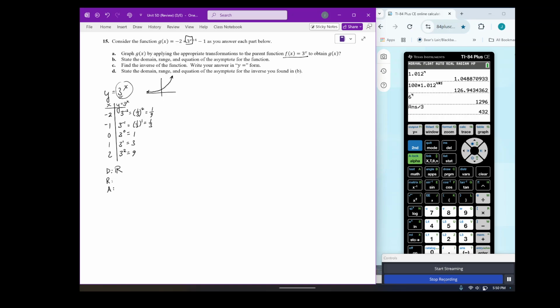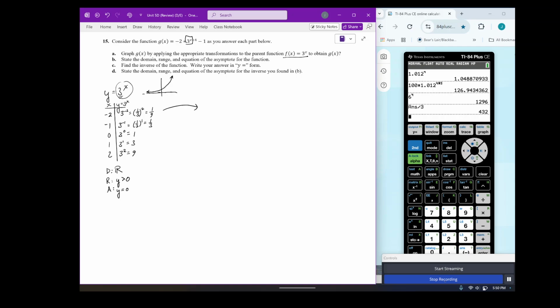The range is only positive numbers because if you look at this, as x gets bigger, the y's just keep multiplying by 3 and 3 and 3 and 3 and 3. So this goes up to infinity. And as I go down, as x gets smaller and smaller, I'm dividing by 3. And so it just keeps getting closer and closer to 0. So the range is the y's are bigger than 0 up to infinity. And the asymptote is y equals 0 down here. Okay, so that's the original function.